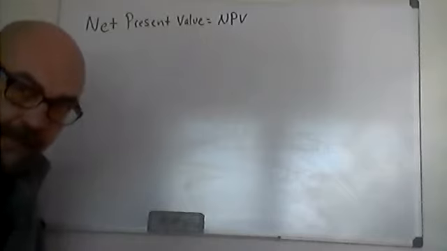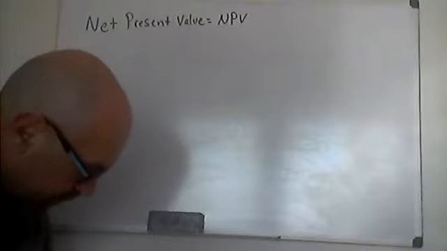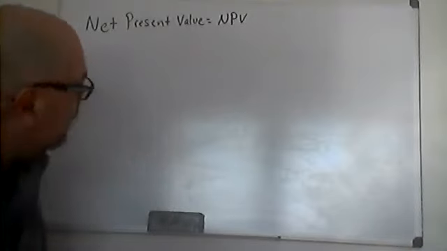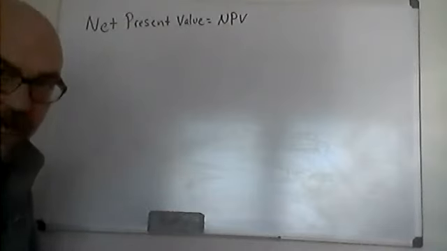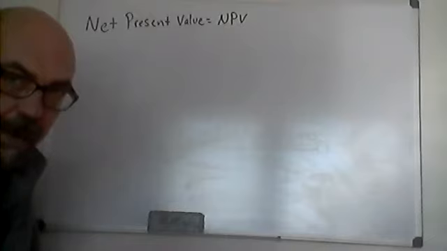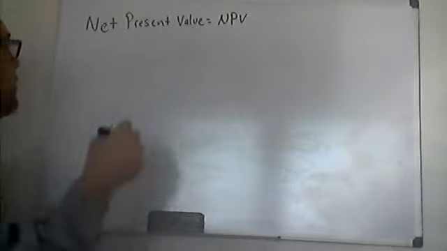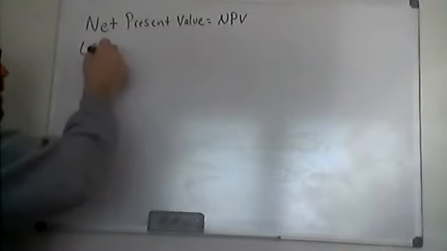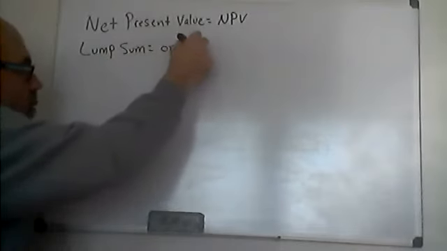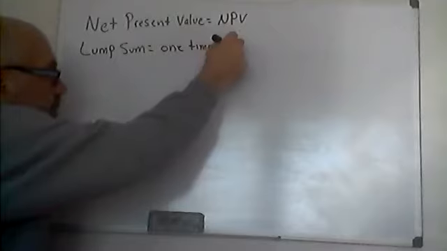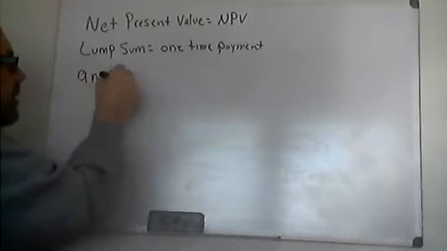Time value of money states, as I said before, that $1 today is worth more than $1 tomorrow. So we're going to have a discount rate. We're going to have to take all the cash flows that we receive in the future and discount them, make them lower, back to today's prices. Okay. There are two types of things we're going to have. There's lump sum, that is a one-time payment. And then we have annuities.